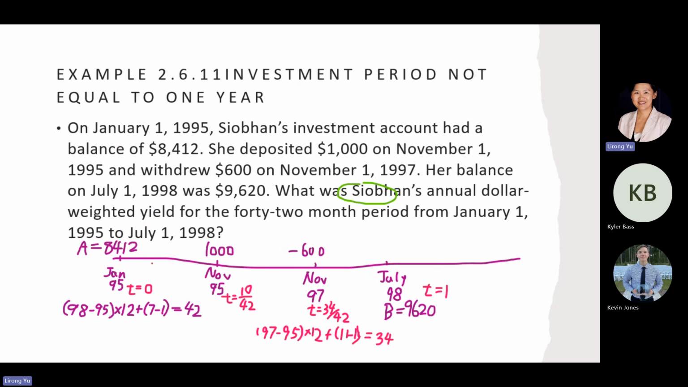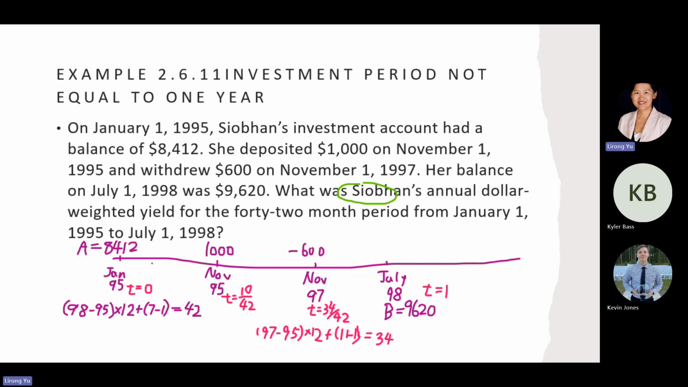So this is our second example. On January 1st, 1995, the deposit is 8,412, and then she deposited 1,000 in November 1995. So we're writing January 1995, November 95. And then she withdrew 600 in November 1997, right? And then her balance on July 1998 is 9,620. You see I draw the balance at the bottom because that's not a cash flow, so I put B equal to 9,620.